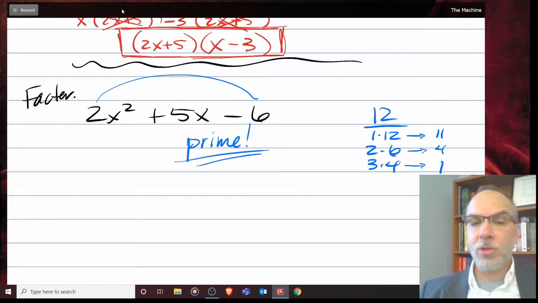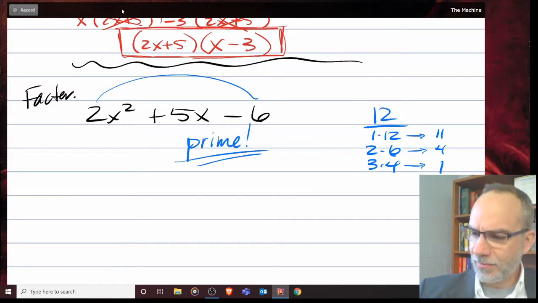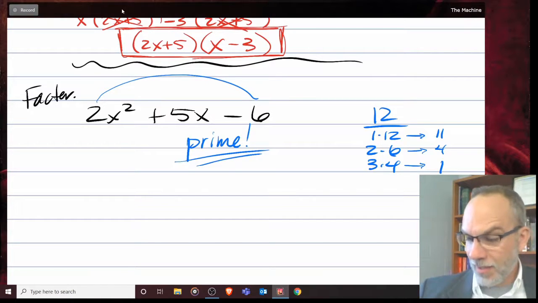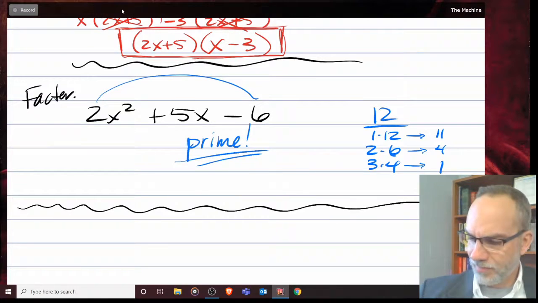See, this is a powerful method. And again, all we're doing is we're just working the multiplication process backwards. If you do it thoughtfully, it's fairly straightforward. Okay, last one.